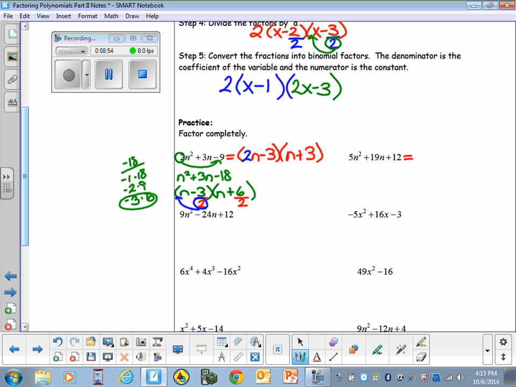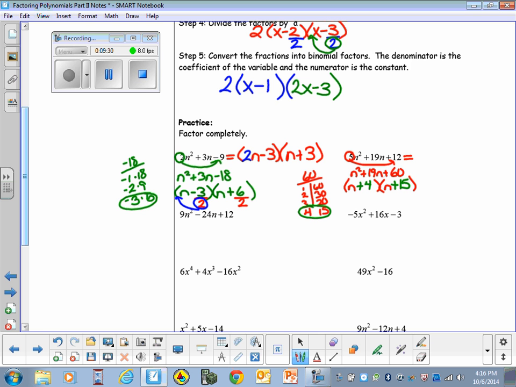No common factors. So I want to slide my 5 down here. N squared plus 19n plus 60. All right, n squared is going to be n and n. 60, 1 times 60, 2 times 30, 3 times 20, 4 times 15, that's the pair I want, because 4 plus 15 is 19.